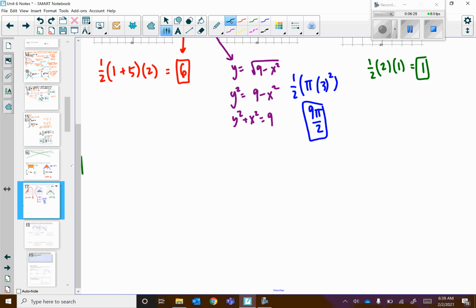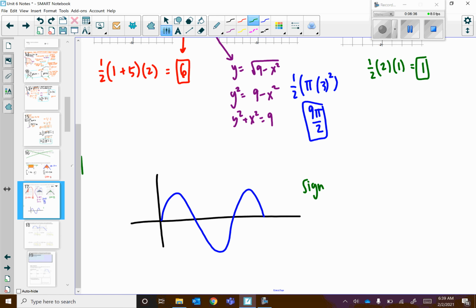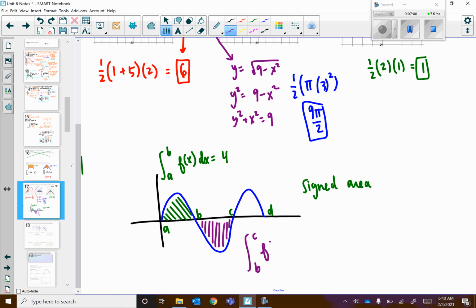One small thing that I did not mention in class, and I'll try and say this again in class, about integrals is that it gives the signed area. So if I find this area, let's say this is A, B, C, and D. The integral from A to B of this function with respect to x, let's say it has an area of 4. And then if I find this area right here, and I'm told that the integral from B to C of this function, let's say it would be -5.